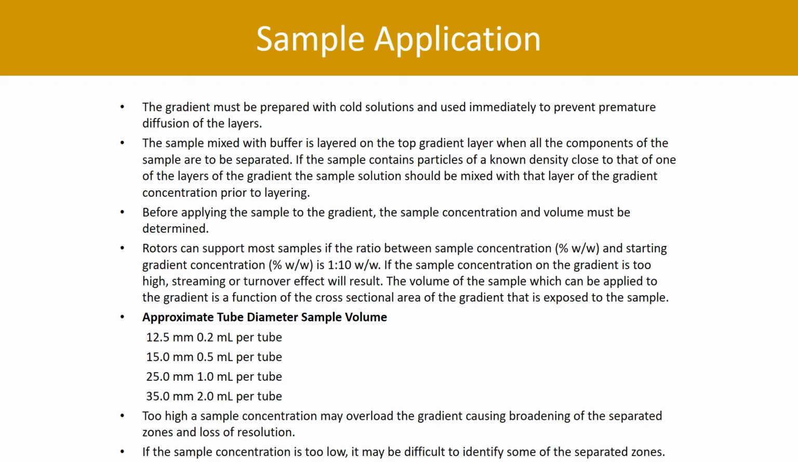What we have seen so far: the properties of a gradient material, the three types of arrangement, the density barrier, either discontinuous or continuous, how to prepare a gradient material, and how to load the sample. Now let us look at how we collect the fractions.